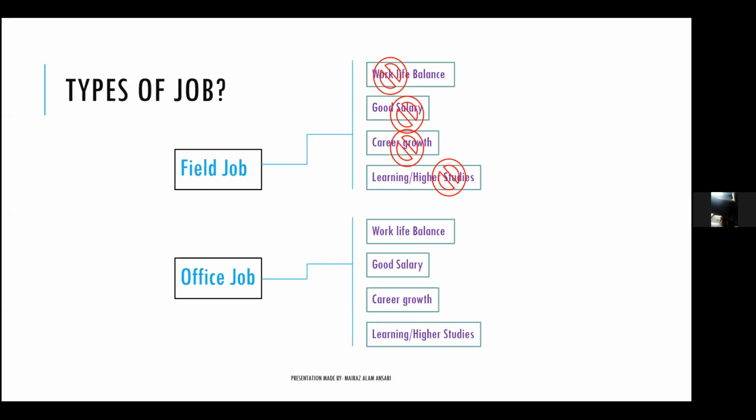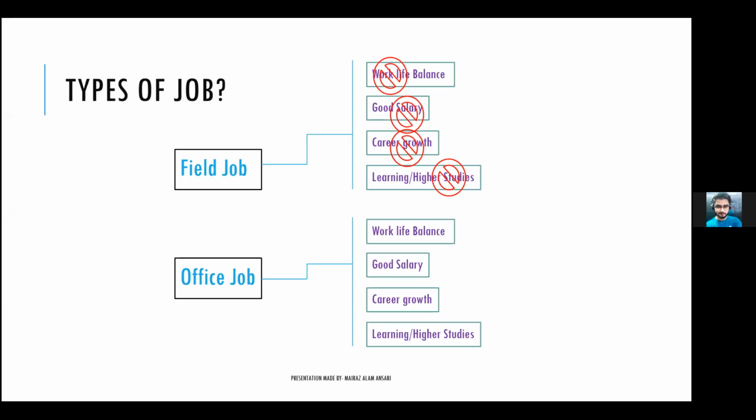And then career growth, when you are doing an office job, you are going to get promotions in 6 months, in 1 year. There will not be something like 2 years, 5 years before you get promotions. If you are doing good, if you are performing well, you are going to get career growth very fast.